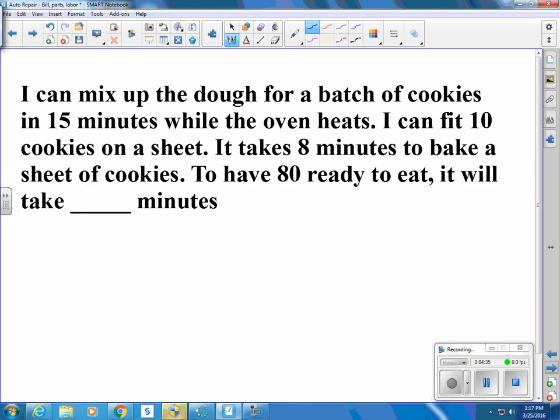I can mix up the dough for a batch of cookies in 15 minutes while the oven heats. I can fit 10 cookies on a sheet. It takes 8 minutes to bake a sheet of cookies. To have 80 cookies ready to eat will take how many minutes? So the time to cook is equal to 15 minutes plus 8 minutes times the number of batches.